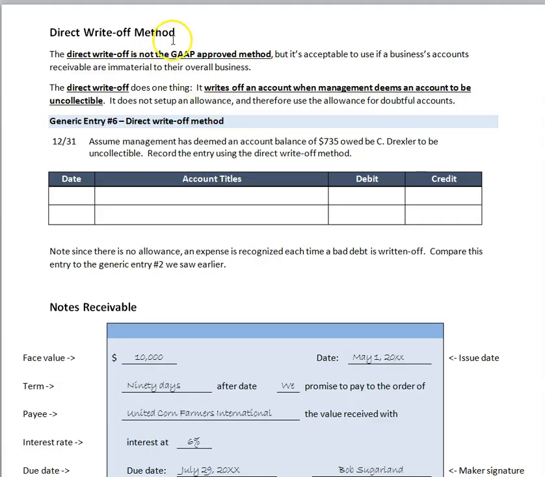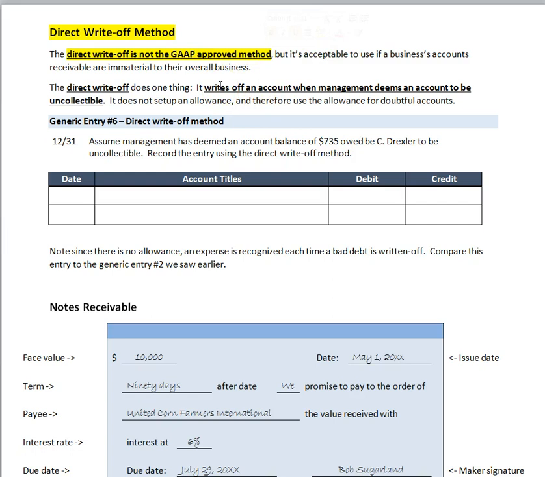Alright, on to the next page, the direct write-off method. So we're still under accounts receivable, but we're no longer in the allowance method. This splits off. This is the non-GAAP method, and we're going to see this is pretty short because direct write-off only does one thing. It is not the GAAP approved method.